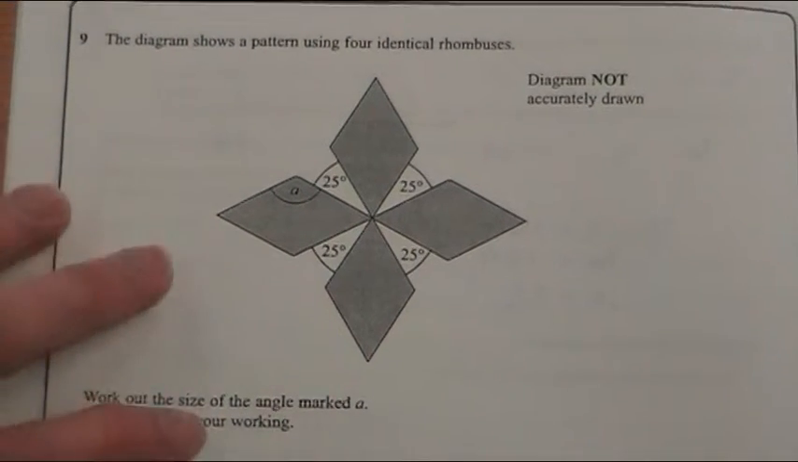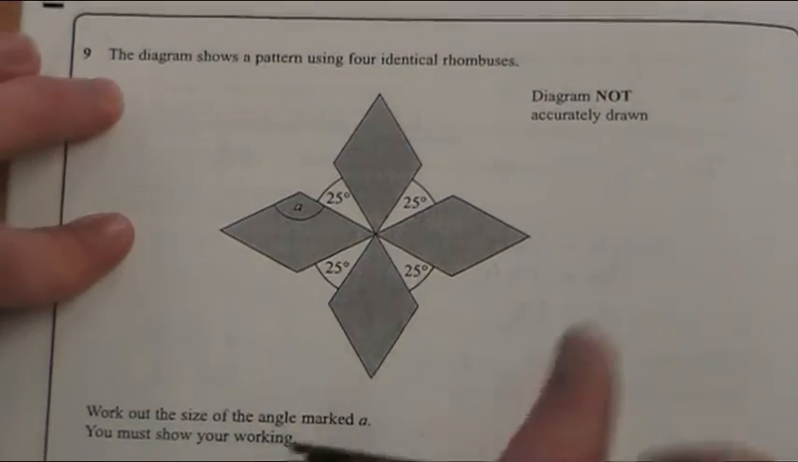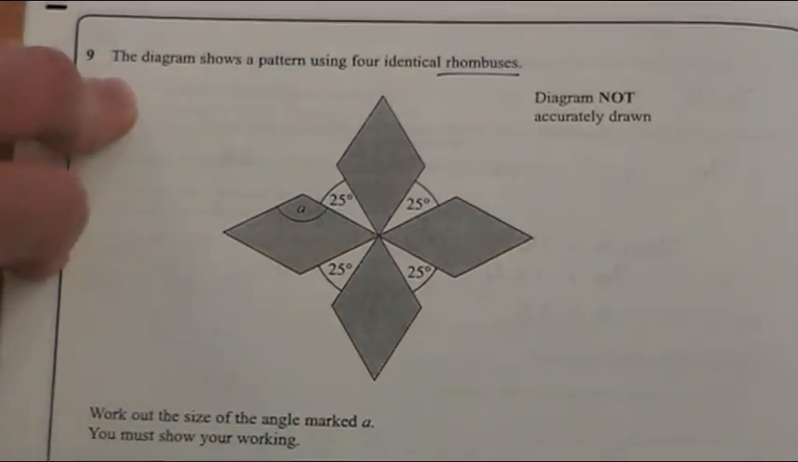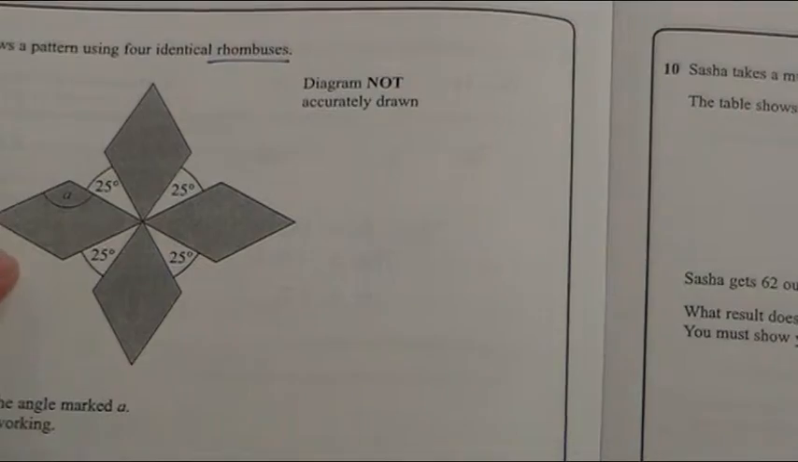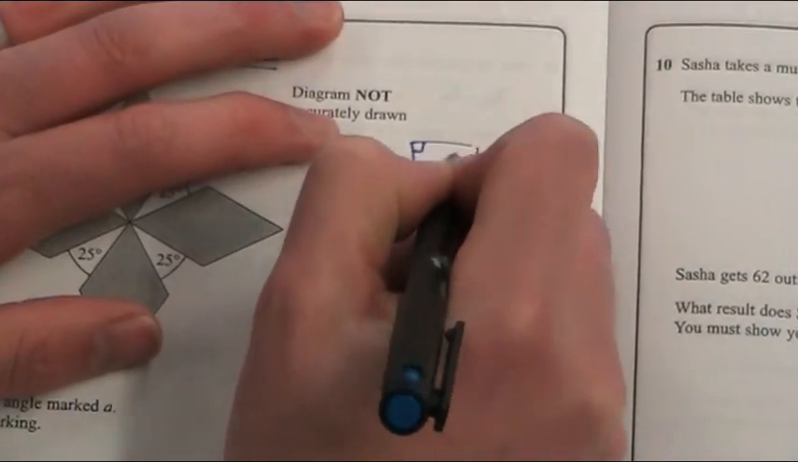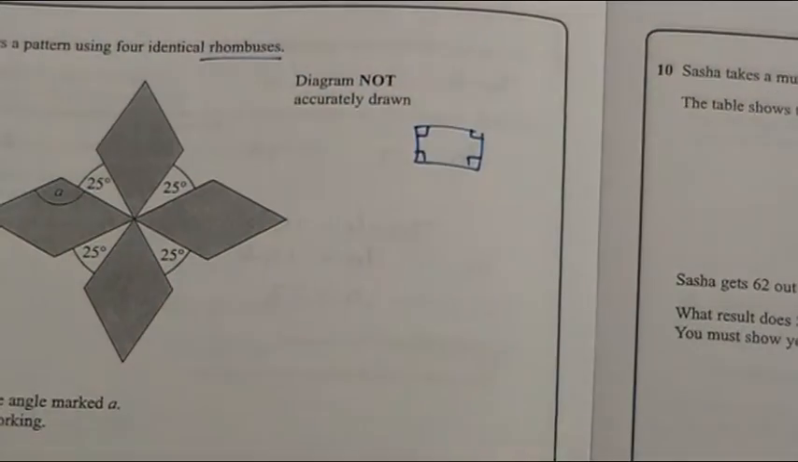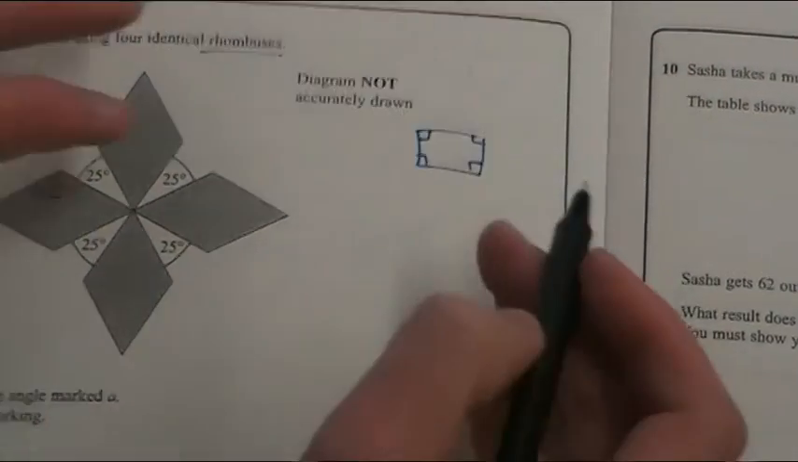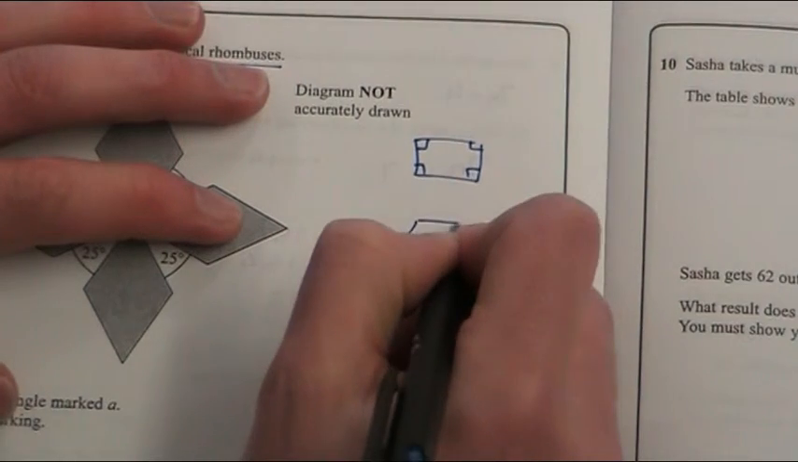Question 9 is all about identical rhombuses, so it's important you know what a rhombus actually is. I'm going to illustrate this over here. If we take a square, it's a dodgy looking square, but a rhombus and parallelogram are very similar, and if I push that over, I create what we call a rhombus.